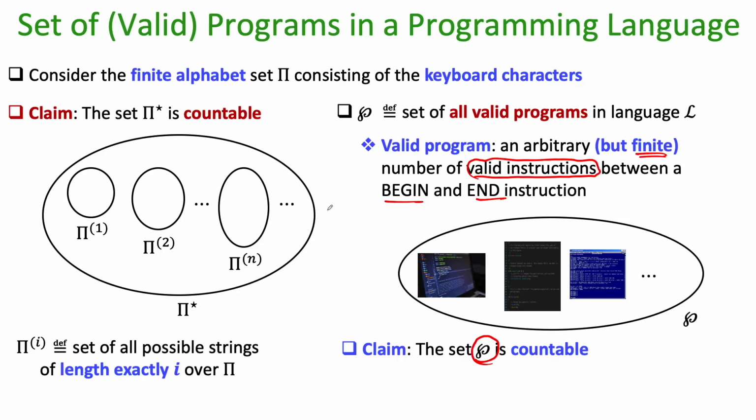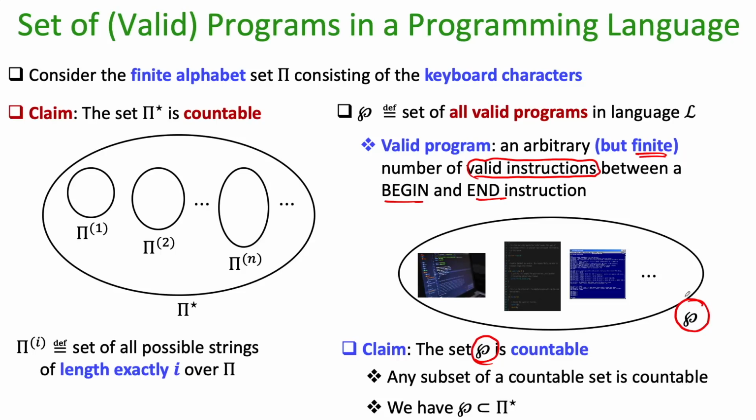And that's why this set P, which is the set of all valid programs in your programming language, is an infinite set. It's not a collection of a finite number of programs. But the claim is that even though you have an infinite number of programs in your programming language, that set is countable. We can list down, or come up with an enumeration of, all valid programs in your programming language. Okay. And why is that the case?